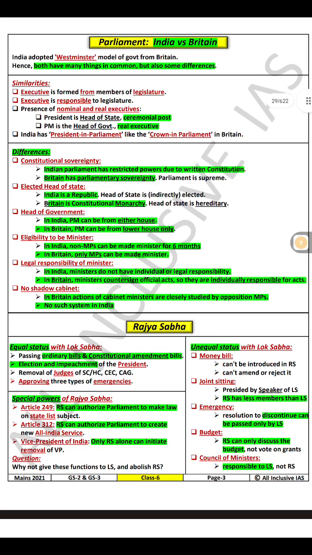Differences: constitutional sovereignty. The Indian Parliament has restricted power due to a written constitution, whereas Britain has parliamentary sovereignty. Parliament is supreme. Head of state: India is a republic, and the head of state is indirectly elected. Britain is a constitutional monarchy, and the head of state is hereditary. Head of government: in India, the PM can be from either house, but in Britain, the PM can be from the lower house only.